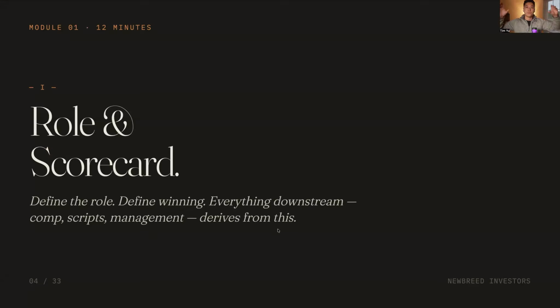So if you have the foundation of what you're actually looking for, it goes down to how you pay them with the comps, how you manage the scripts, and then how you ultimately manage that person, right? So if you are looking for a closer, you would manage that person differently, just like how you would probably manage a virtual assistant differently than a closer, right?